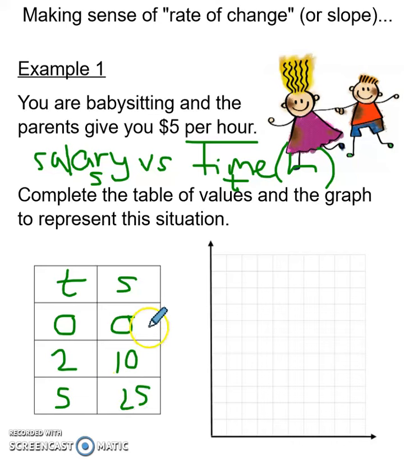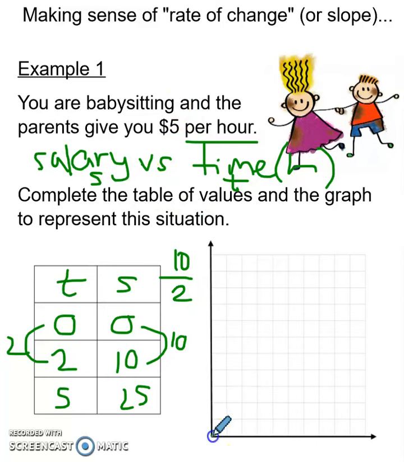So you realize for each hour, you have $5. That's what we call the rate of change. And when you look at your table of values, you can see here for 2 hours, you get $10. To calculate your rate of change, you do 10 divided by 2 to get your $5.